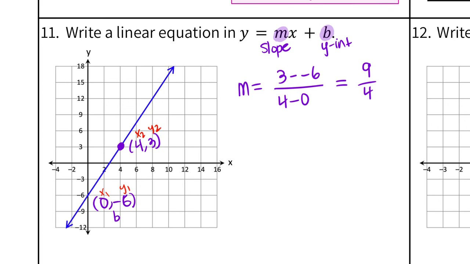Now that I have M and B, I could just put them in those two spots that I have highlighted. So I'm going to use different colors just so that we can see. So y equals, but instead of M, I'm going to put in that 9 over 4. Okay, then x plus b, but because b is negative, we're going to just put -6. And that's our answer for this one.